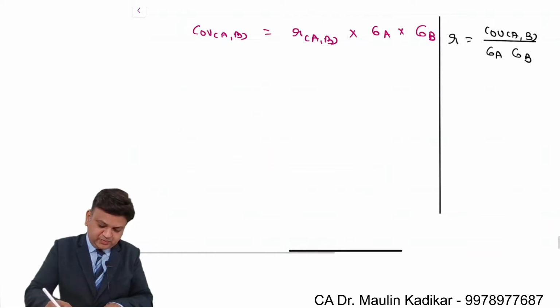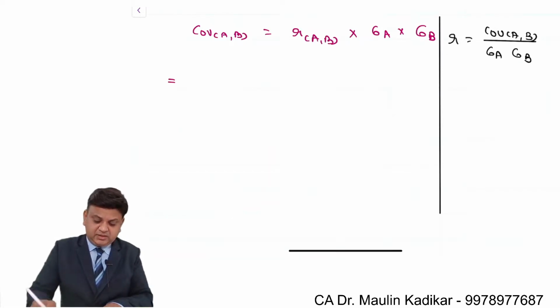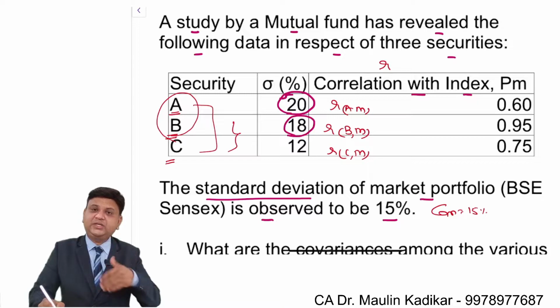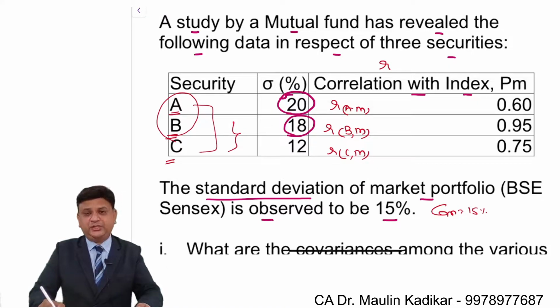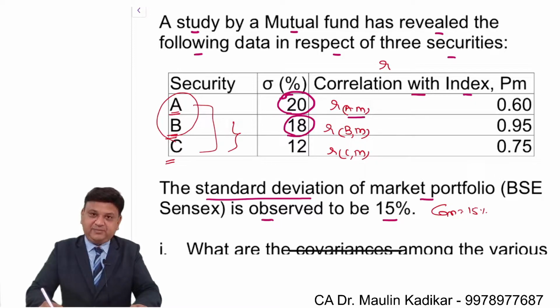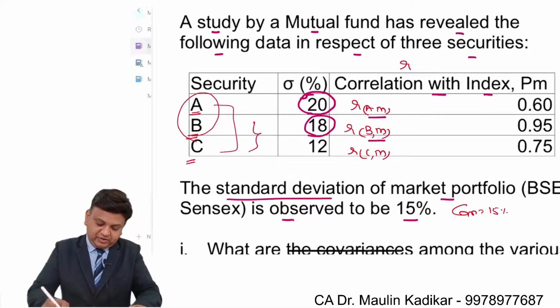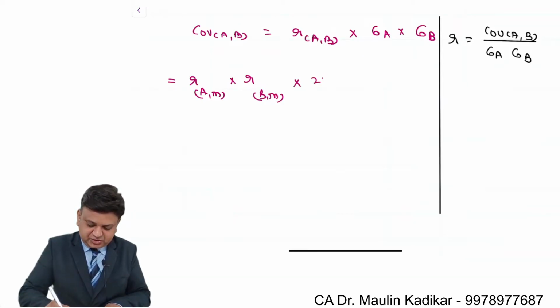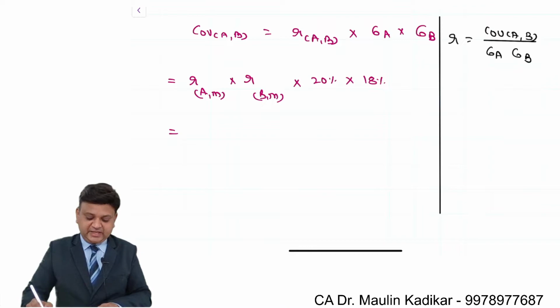Now listen carefully. The question provides the standard deviation of A as 20%, and standard deviation of B as 18%. The question does not provide the correlation coefficient of A and B directly. However, correlation coefficient is provided between A with M and B with M. So we will make the calculation like this: R between AM into R BM into standard deviation of A, 20%, and standard deviation of B, 18%. This is the way we are required to calculate the answer.